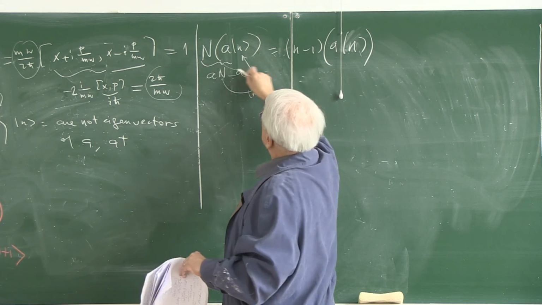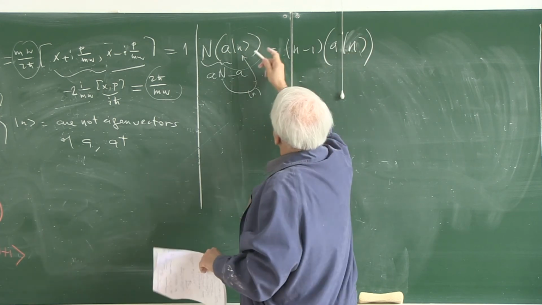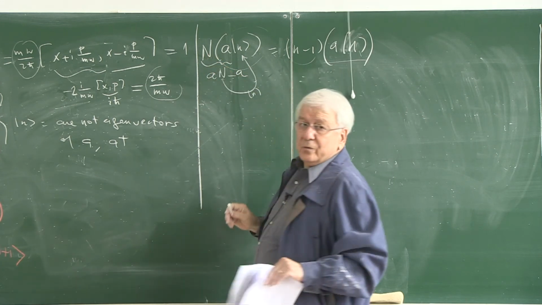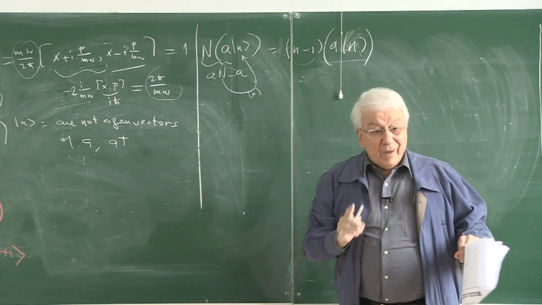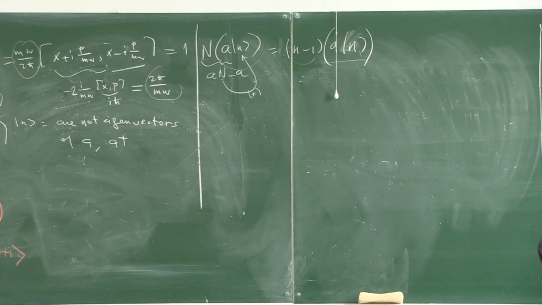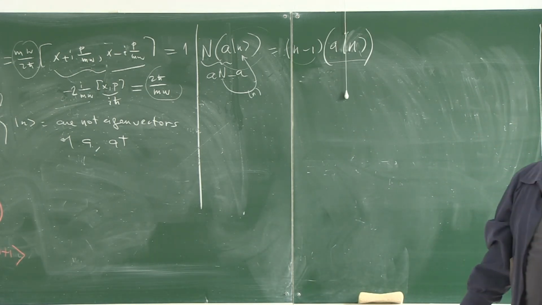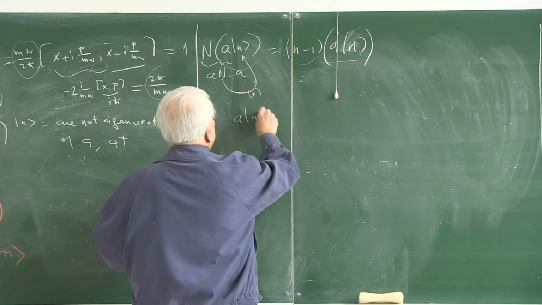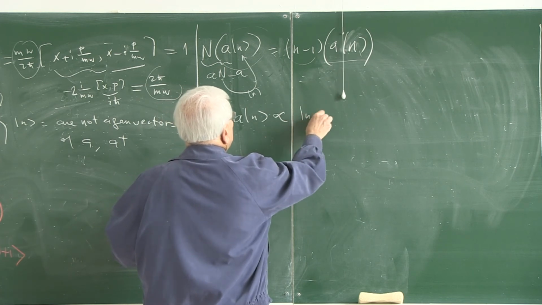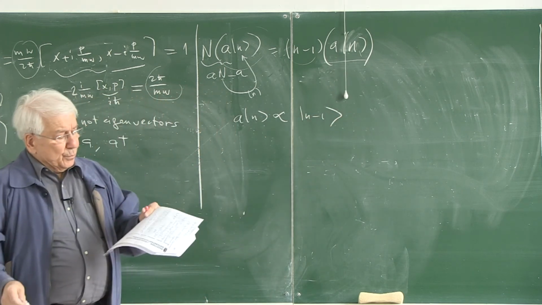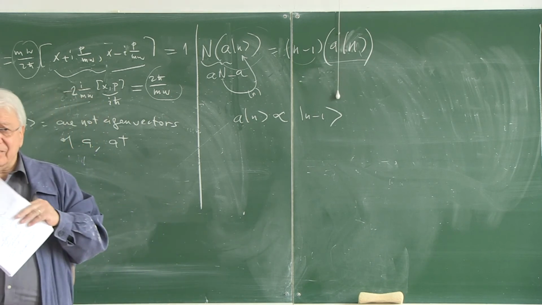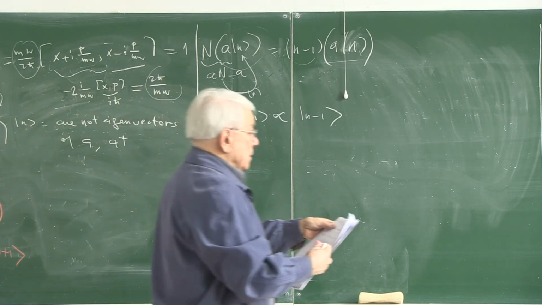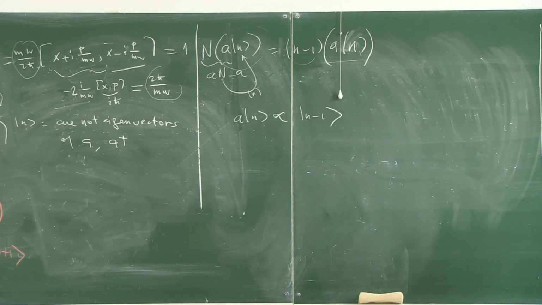Which means that this state is an eigenstate of the N with the eigenvalue n minus 1. So the action of A on n was to decrease the number n by 1 unit, to lower it. So A|n> should be proportional to |n minus 1>. I'm not going to repeat the argument. We have talked about it at length. So all these things are to be decided by the requirement of normalization, right? Okay.